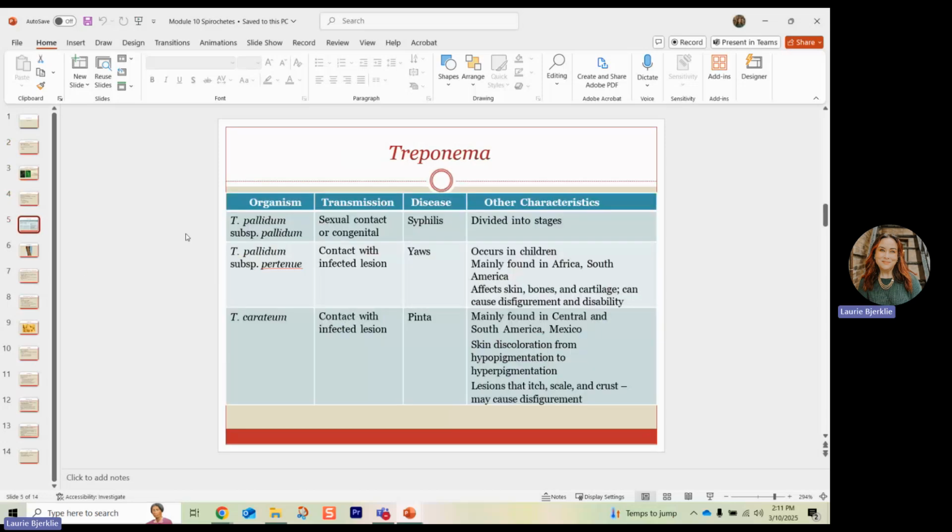So here's kind of what they cause. Treponema pallidum is the biggest one. That is the one that's responsible for causing syphilis. So that's the one that you've most likely heard of.